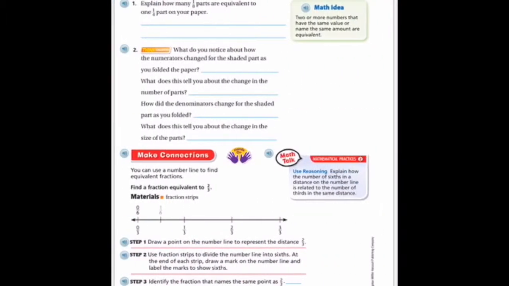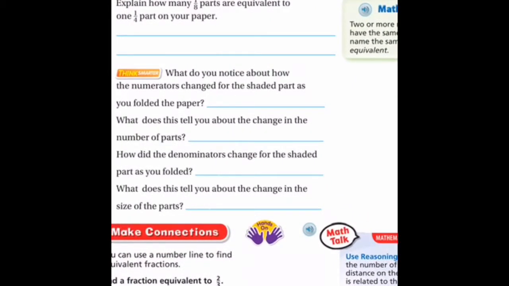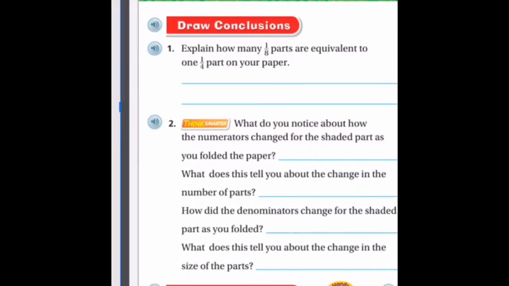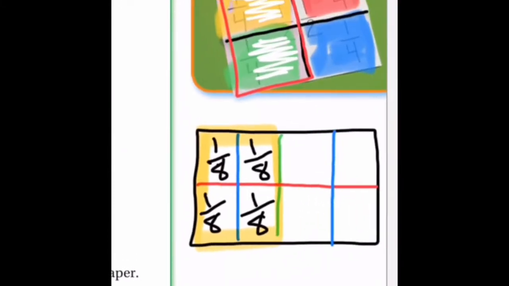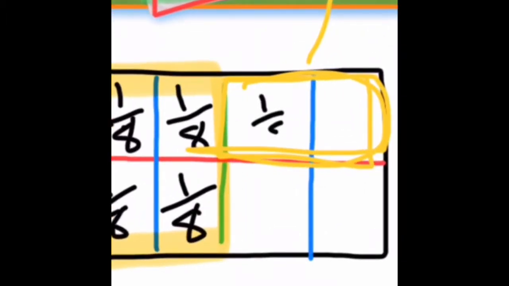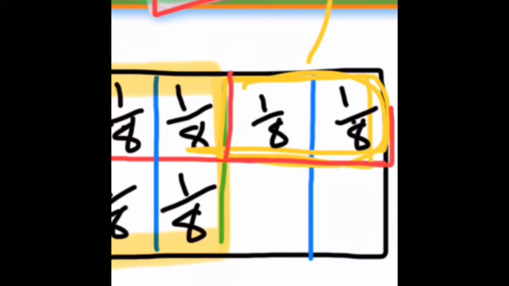All right, let's move over to the next page. Draw a conclusion. Explain how 1/8 parts are equal to 1/4 part on your paper. Okay, so if we look at that other paper again, this was 1/4. Let's see, I'll use maybe yellow here. This is 1/4 of the paper, which is a lot like this part right here, right? That's 1/4. How many eighths is that? Well, there's one here, and there's one here. So that 1/4 section right there in red is the same as 2/8.